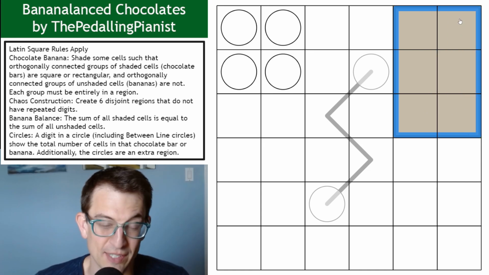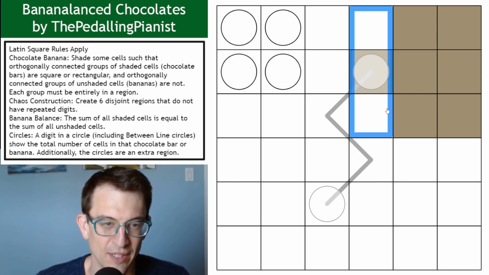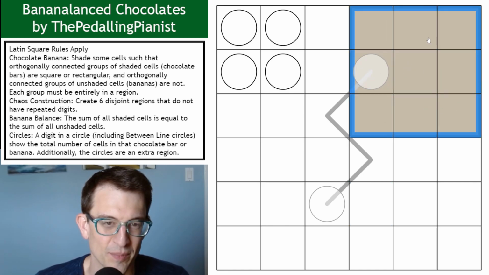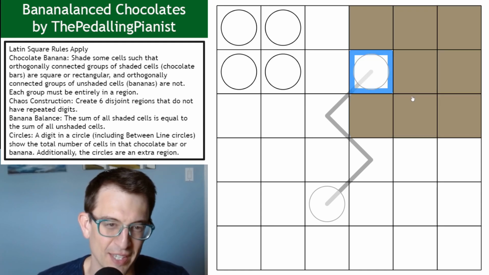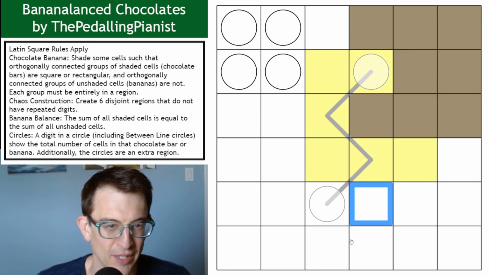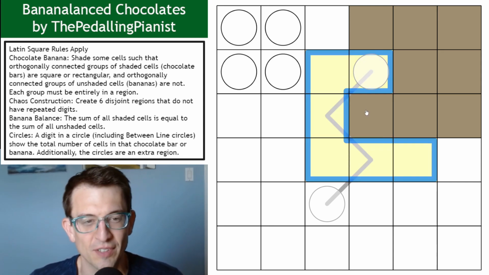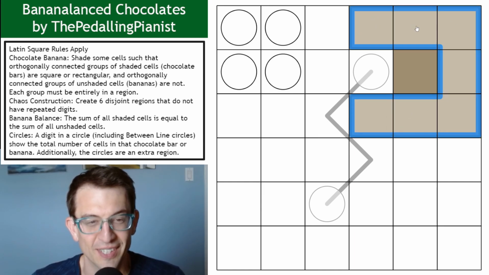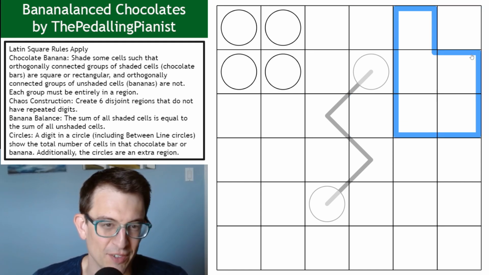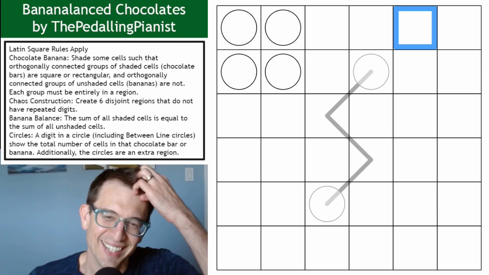And these shaded cells have to be in a rectangular pattern. So I couldn't have, say, another brown cell here unless I were to extend it to form a rectangle. I can't have anything weird like this in my chocolate regions. But banana regions, which are yellow, specifically can't be rectangles. So I'm going to have different connected little colored regions. If they're a rectangle, they'll have to be brown, and if they're not a rectangle, they'll be yellow. Hopefully that made sense to you.